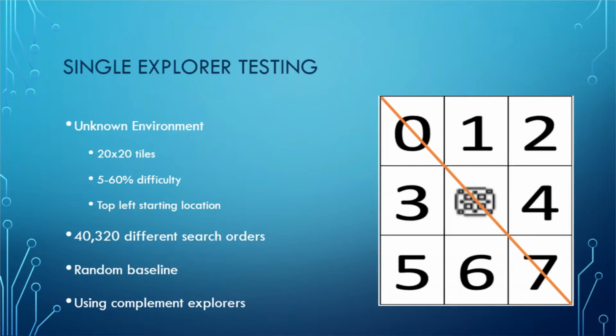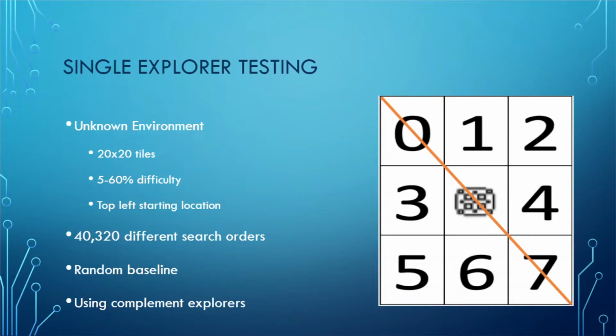For example, if the original search order was 0, 1, 3, 2, 5, 4, 6, 7, its complement would be 0, 3, 1, 5, 2, 6, 4, 7. By running all explorers through, pairing them up with their complements, and finding the difference in their efficiency, we can find the max difference. Taking this max difference and multiplying it by 2, we can subtract it from the efficiency of the best runner to find the cutoff.